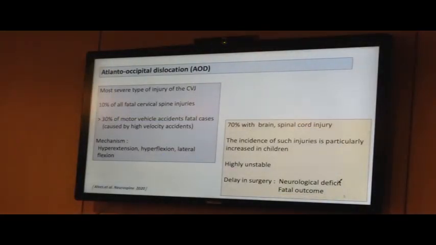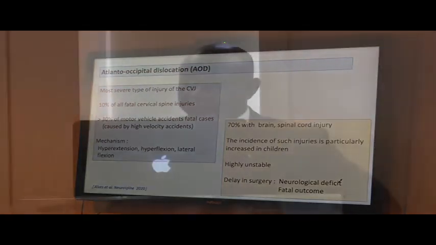The first is atlanto-occipital dislocation. It's the most severe type of injury of the craniovertebral junction. It's found in 10% of all fatal cervical injuries and represents more than 30% of fatal motor vehicle accident cases. They are usually caused by high velocity accidents, and children are often exposed.